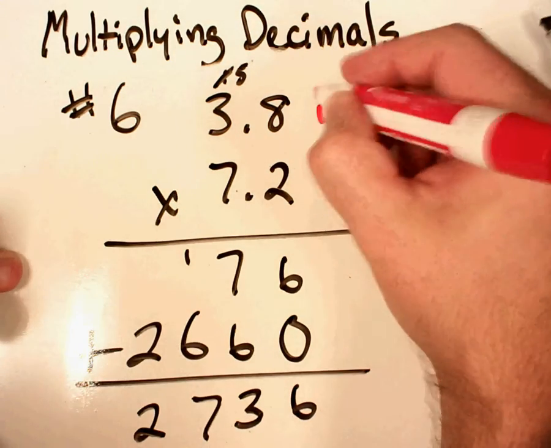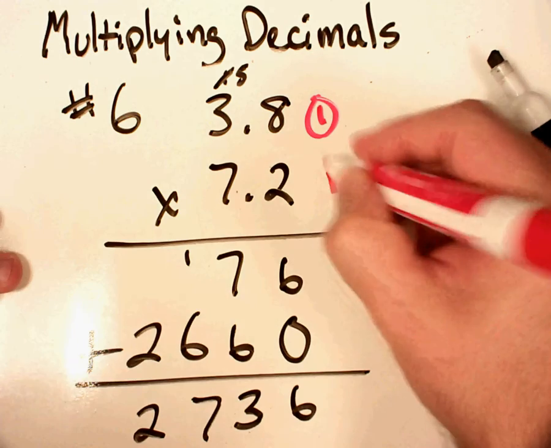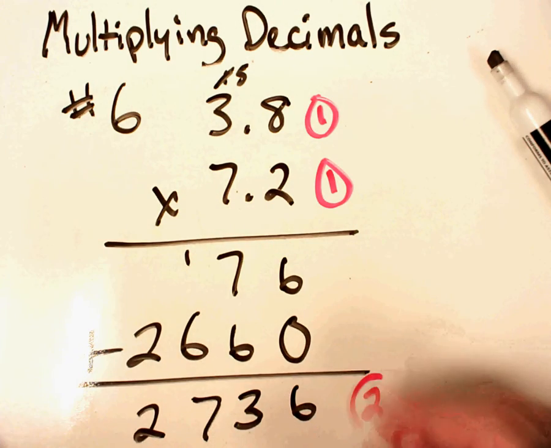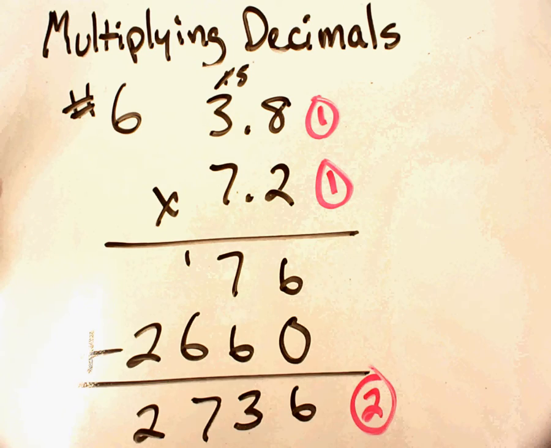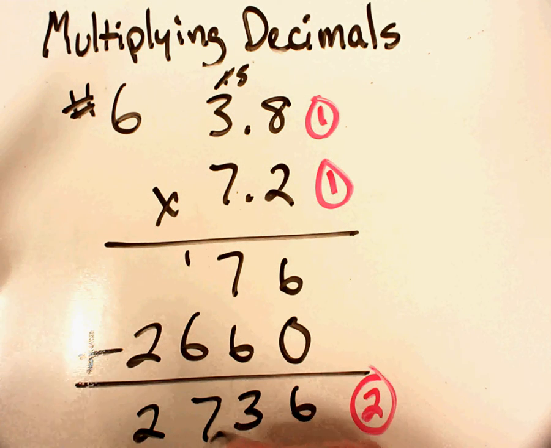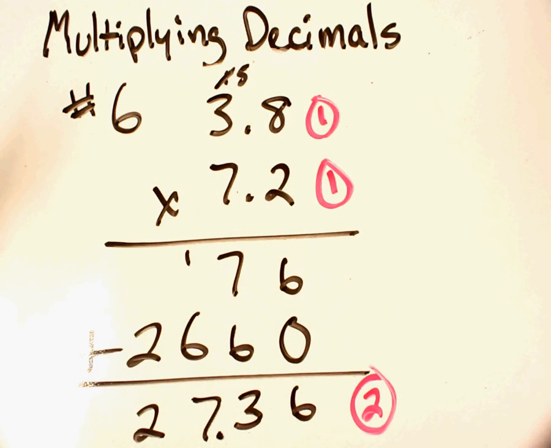1 number to the right of the decimal on this one. 1 number to the right of the decimal on this one. So I need 2 numbers to the right of my decimal on my answer. And so my answer is 27 and 36 hundredths.